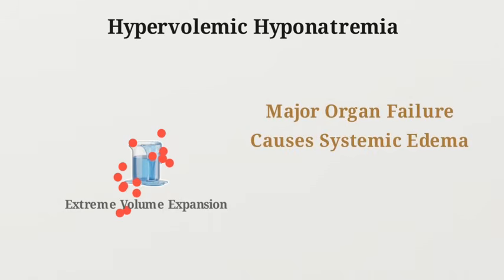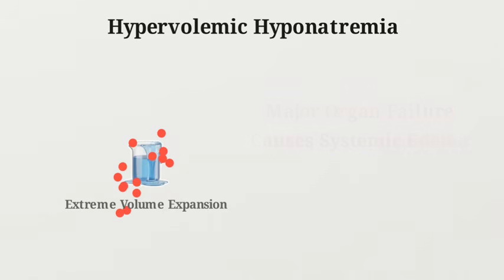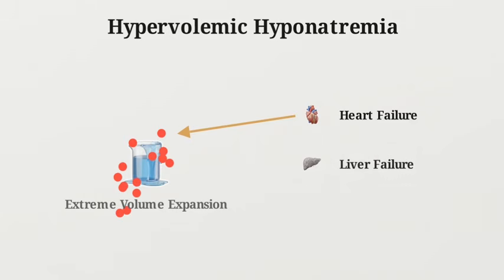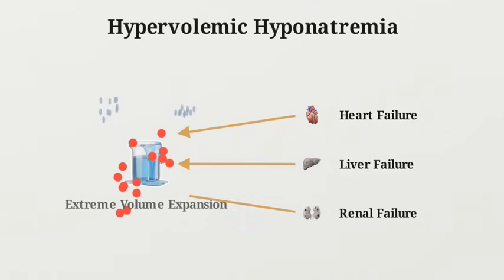This extreme fluid overload is almost always driven by major organ failure, causing systemic edema. Heart failure compromises cardiac output, leading to fluid backup in the lungs and extremities. Liver failure decreases albumin production, causing fluid to leak into the interstitial spaces, and renal failure causes fluid retention in the body.